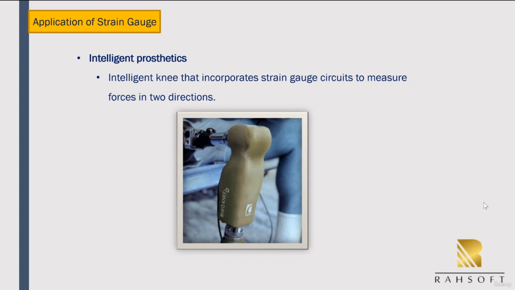Another application of strain gauge is intelligent prosthetics. For example, an intelligent knee can incorporate strain gauge circuits to measure forces in two directions. Forces detected by these circuits are used to control the position of the prosthetic during walking and running, leading to radical improvements in gait and stability of the patient.